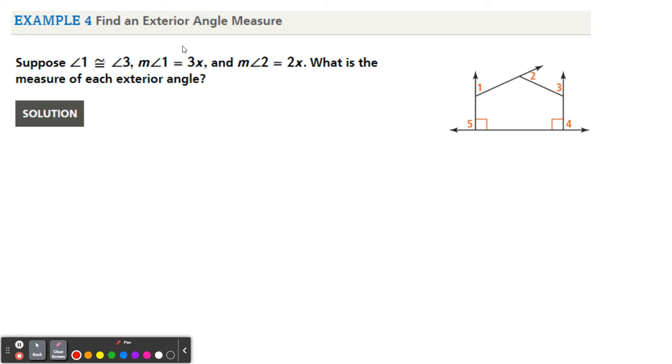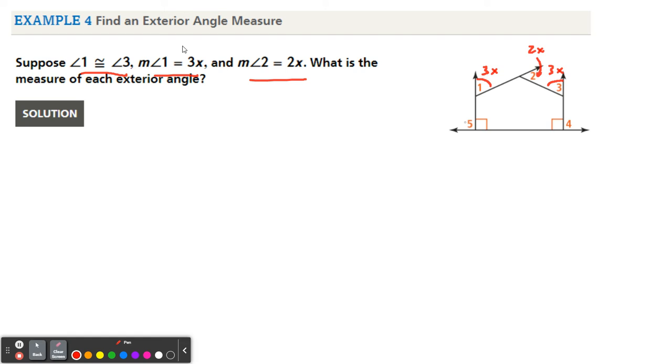Number 1, let's take a look at what this says. Angle 1 is congruent to angle 3. So I'm going to put a congruent marking there, congruent marking there. It tells us that angle 1 is 3x. So if angle 1 is 3x, then angle 3 is also 3x. And then it says angle 2 is 2x, and this angle is 2x.